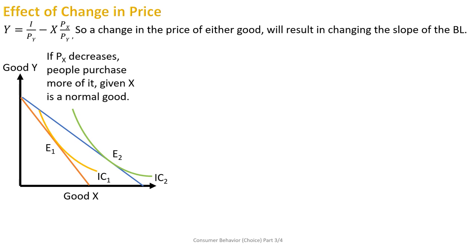Now the consumer's indifference curve also shifted. He moved to higher indifference curve labeled as IC2. The equilibrium point is where the budget line is tangent to indifference curve. This is at point E2. Now joining E1 and E2, we have price consumption curve.